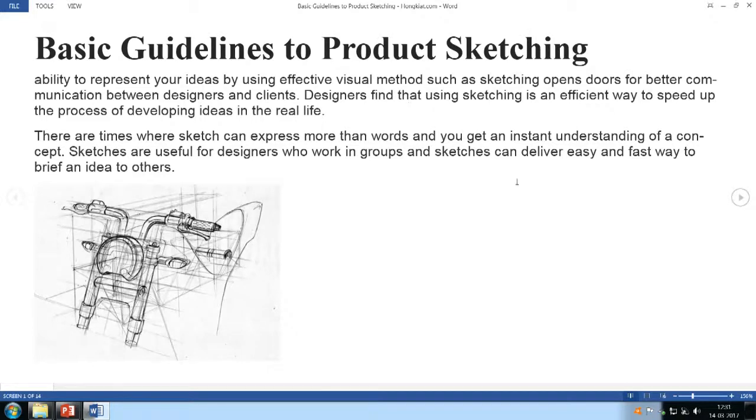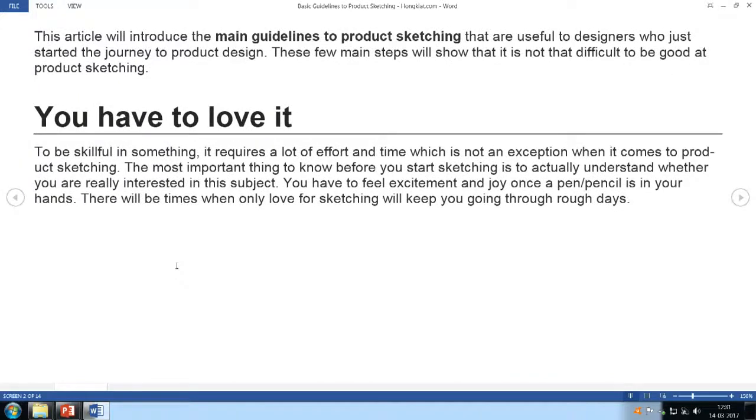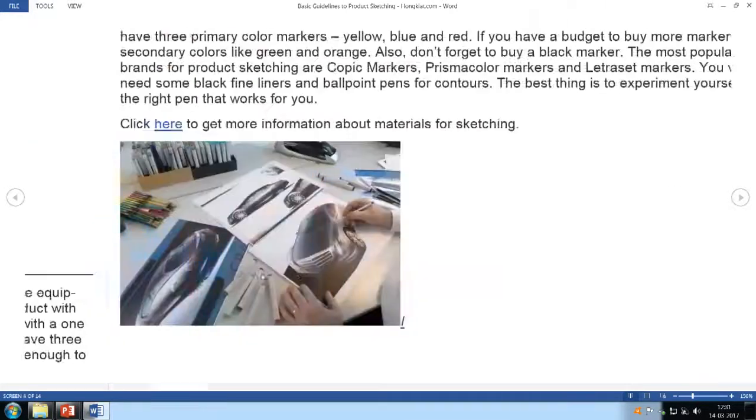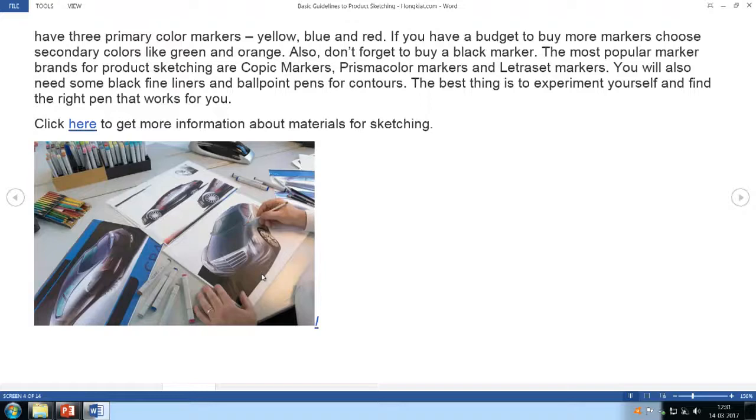Using sketching is a way to speed up the process of developing ideas in real life. So, you can see here this is part of a motorbike. The main guidelines: one is you need to love it, then you need this sort of equipment which will go with it, what are all the different things.